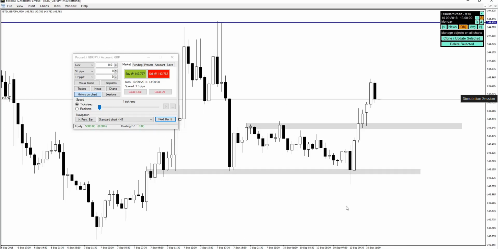Now you see 30-minute is kind of like trying to retrace down. So maybe it made a high, it may come down to this area, make like a support, and then continue to go up. I don't see the zone you draw.